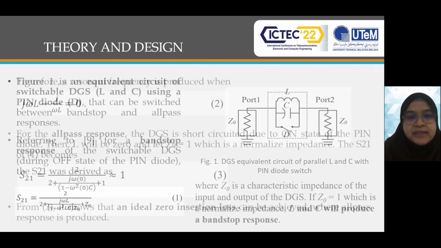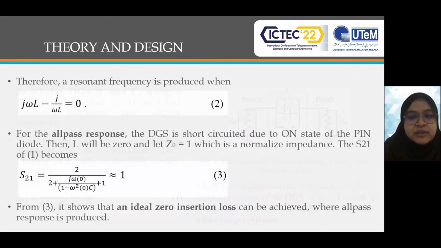For the all-pass response, the DGS is short-circuited due to the on-state of the pin diode. Then, L will be 0 and let Z0 equal 1, which is a normalized impedance. The S21 of equation 1 now becomes equation 3. So equation 3 shows that an ideal zero insertion loss can be achieved where all-pass response is produced.